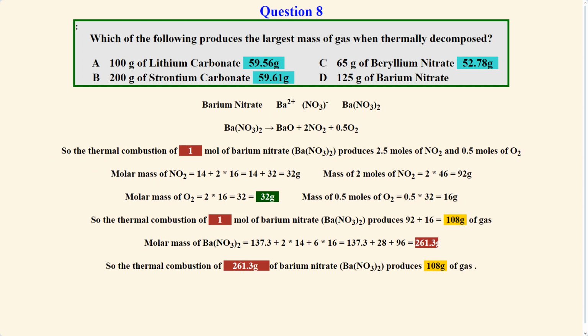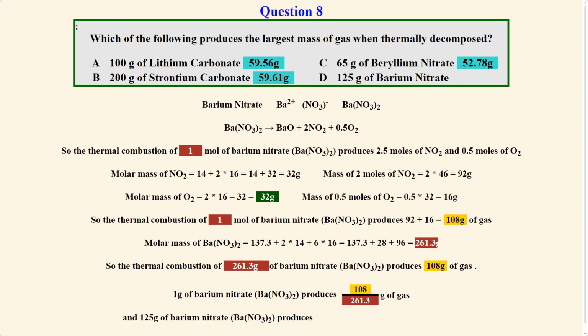So that means that the thermal decomposition, once again, 261.3 grams of barium nitrate is going to give us a total of 108 grams of gas. Going to 1, so dividing everything by 261.3, we get that. And the question says we've got 125 grams of barium nitrate, so we need to multiply up by 125. Let's do it. And that gives us 51.66 grams if we use a calculator. So let's put that in now.